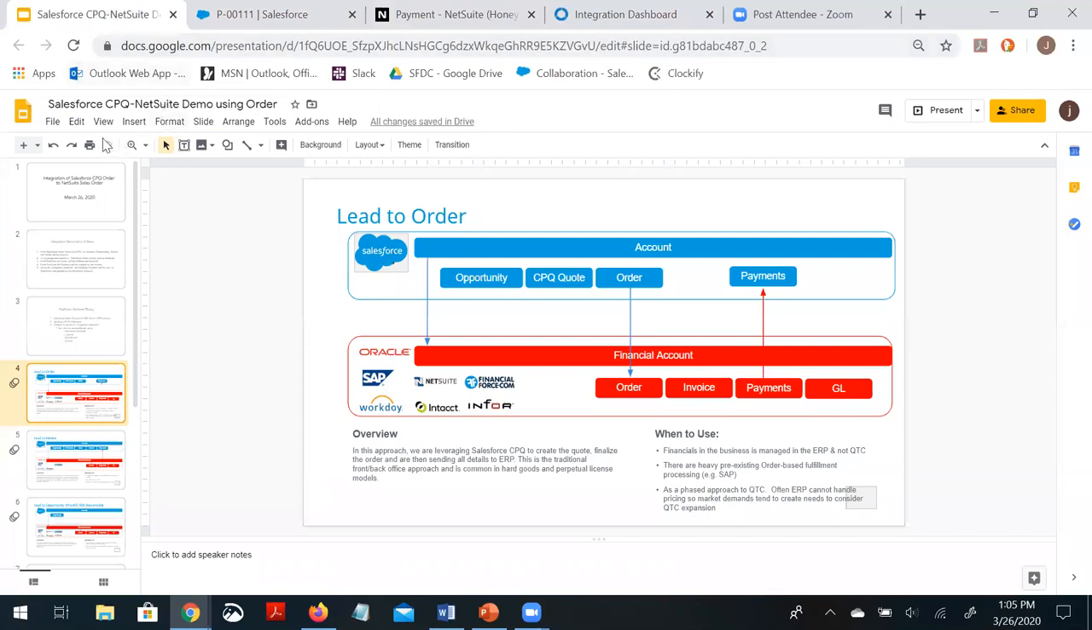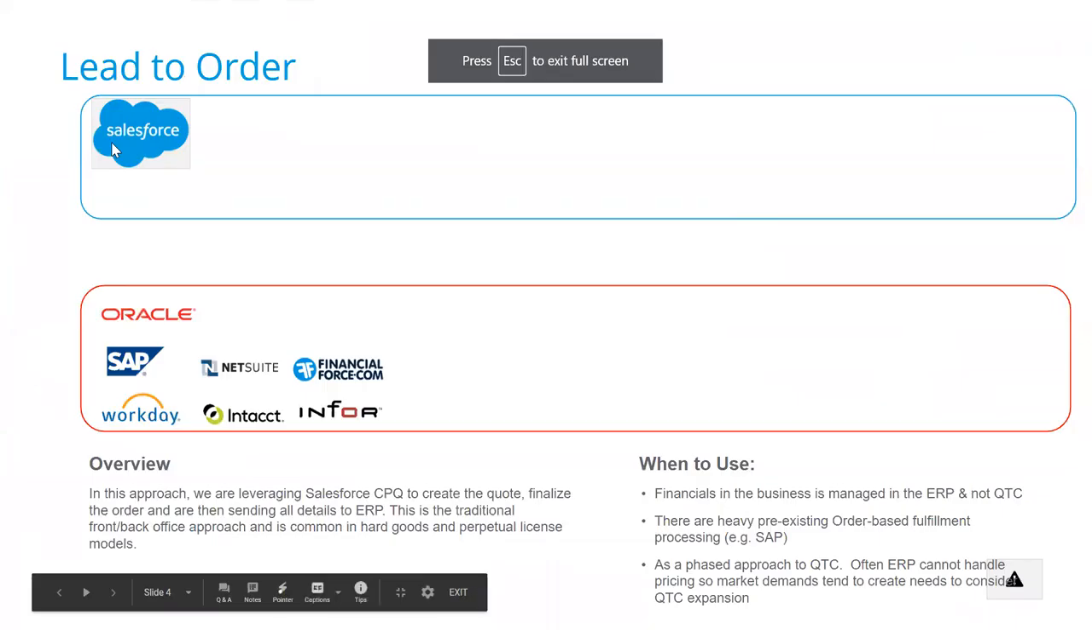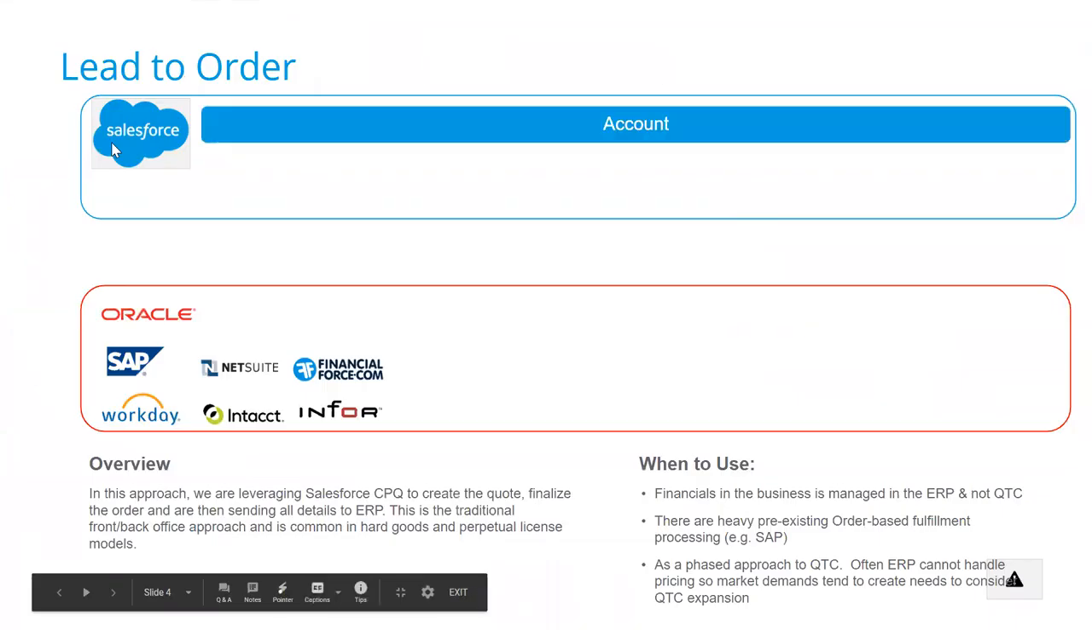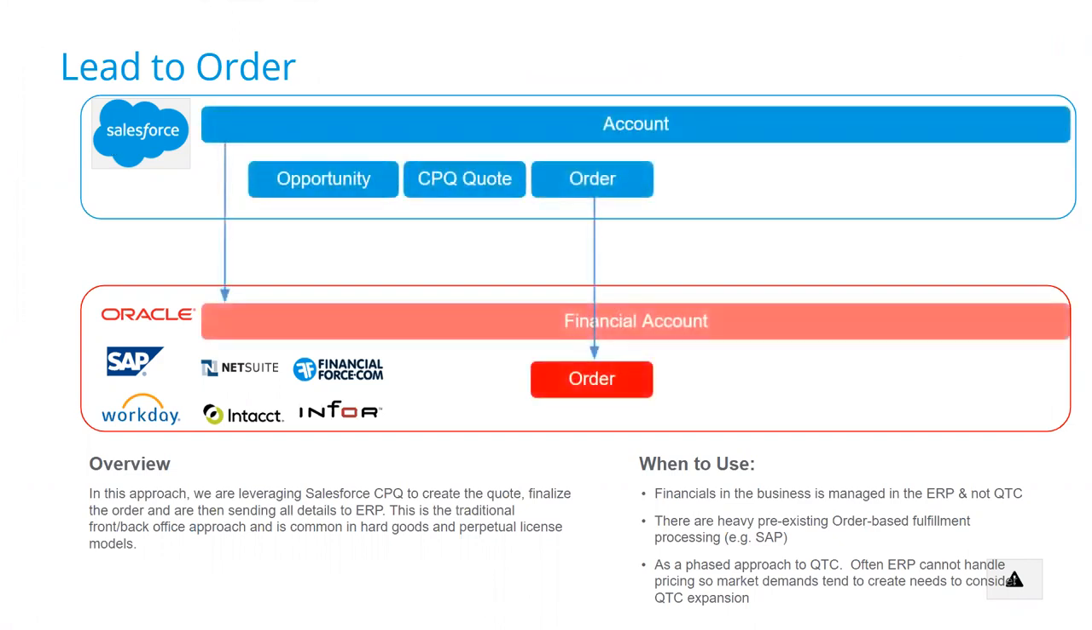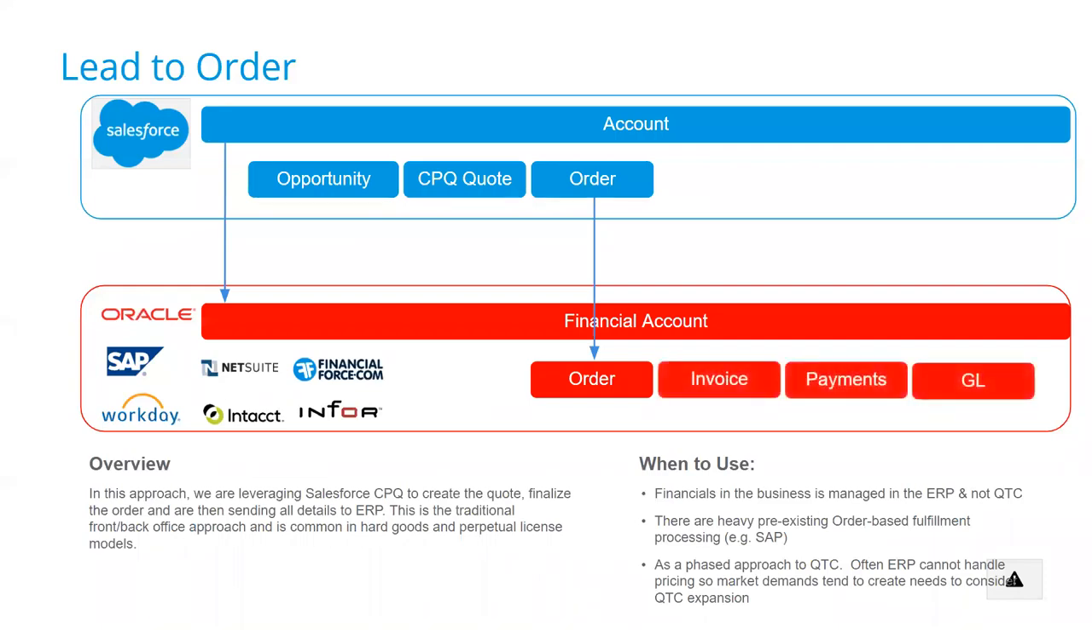Let's recap what we've seen. In Salesforce, an account, opportunity, quote, and order were created. The order was sent to NetSuite. The order was invoiced. A payment was collected against the invoice. All the ledger transactions were recorded in NetSuite. And then the payment record was sent back to Salesforce.